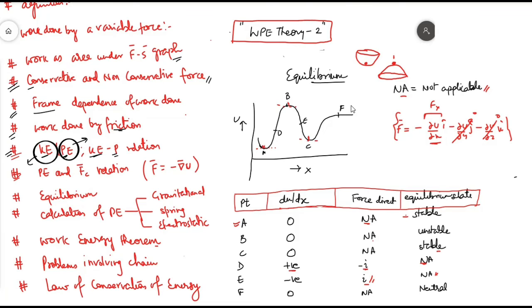And again at F, dU by dx goes to 0, so there is no direction of force defined, and the equilibrium state is going to be neutral equilibrium. So if your F is 0 and dU by dx is 0 such that your U is not changing at all, so it's a flat line, in that case the equilibrium state is going to be a neutral equilibrium state. Okay, so let's move on to the next topic.